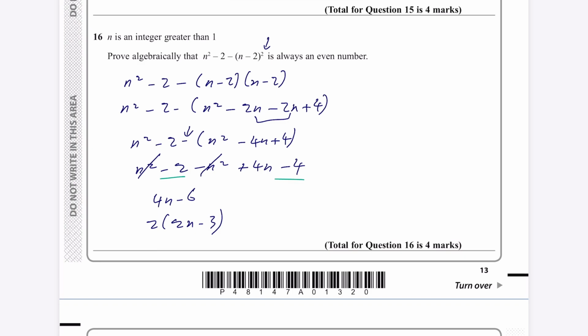Now, whatever number you multiply by 2 becomes even. So if you multiply 11 by 2, it becomes 22. If you multiply 7 by 2, it becomes 14, for example. So since it's a multiple of 2, it doesn't matter what value you put in.